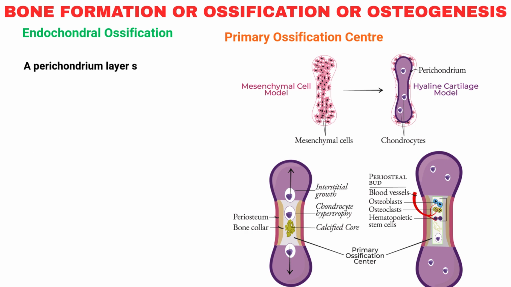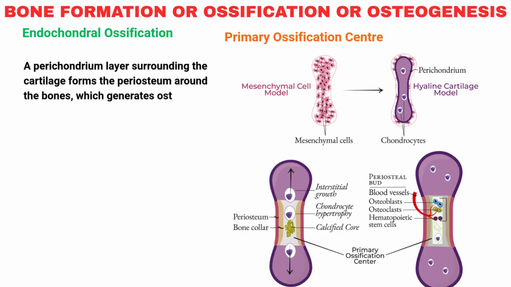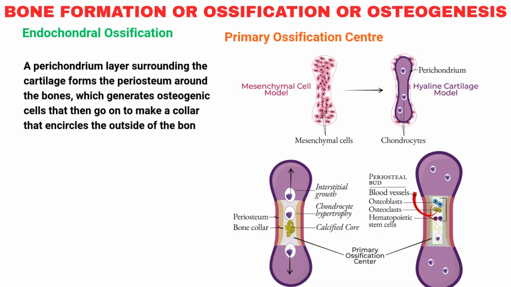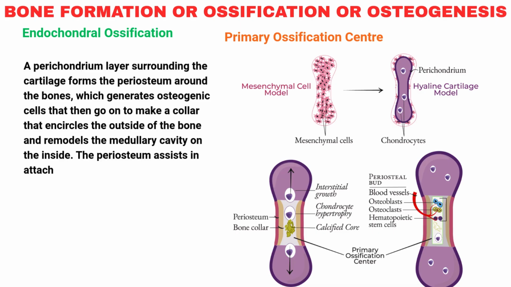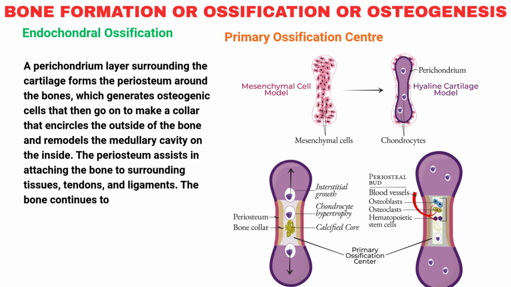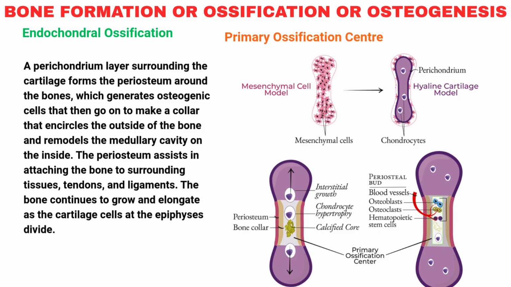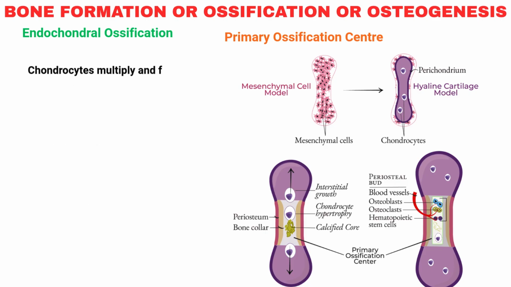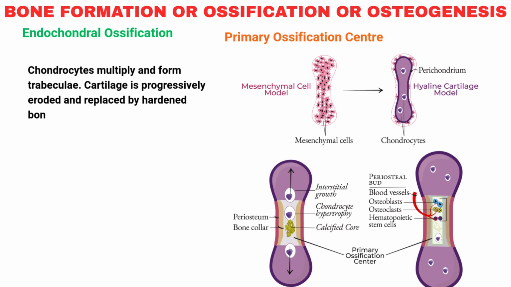The perichondrium layer surrounding the cartilage forms a periosteum around the bones, which generates osteogenic cells that then go on to make a collar that encircles the outside of the bone and remodels the medullary cavity on the inside. The periosteum assists in attaching the bone to surrounding tissues, tendons, and ligaments. The bone continues to grow and elongate as the cartilage cells at the epiphysis divide. Chondrocytes multiply and form trabeculae. Cartilage is progressively eroded and replaced by hardened bone, extending towards the epiphysis.